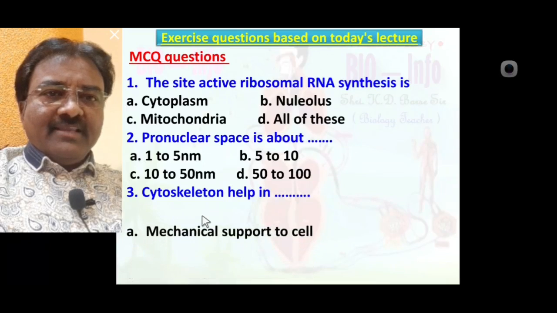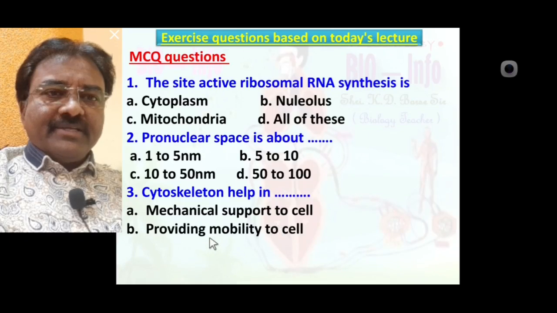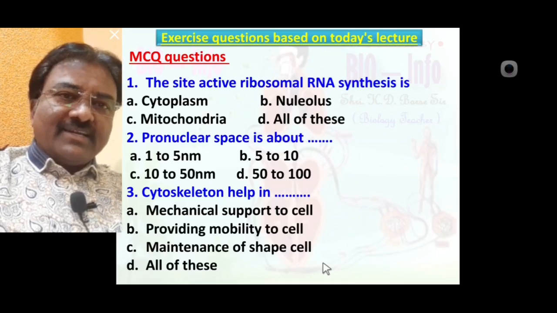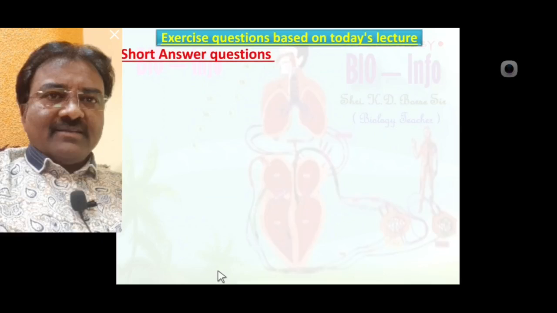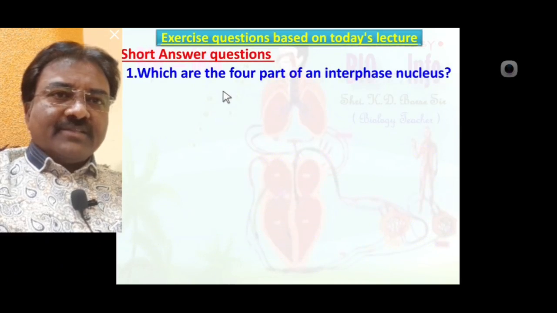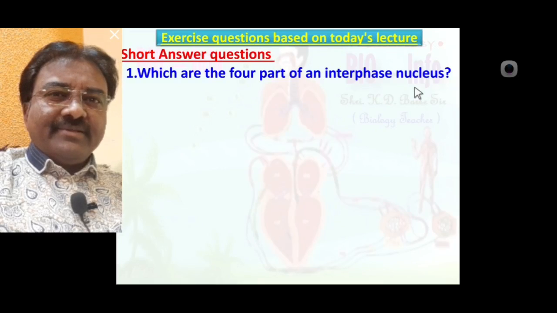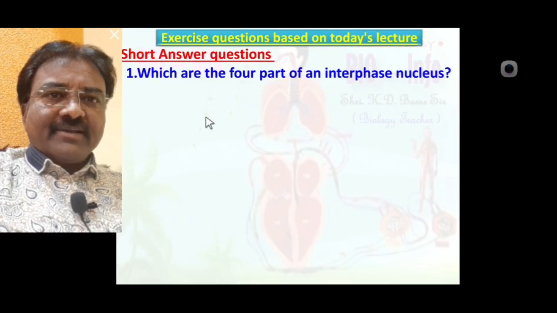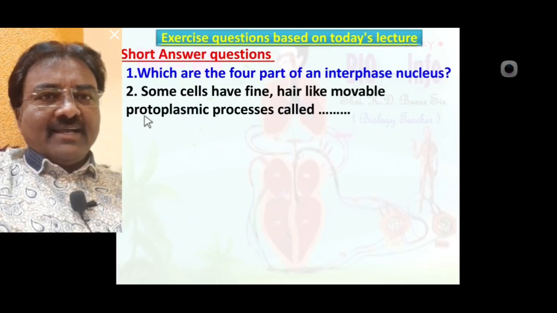Cytoskeleton helps in mechanical support to the cell, providing mobility to the cell, maintenance of the shape of the cell, all of this. Yes, the correct answer is all of this. Short answer question number 1. Which are the 4 parts of the interphase nucleus? Yes, nuclear envelope, nucleoplasm, nucleolus and chromatin network. Some cells have fine hair-like movable protoplasmic processes called, yes, cilia and flagella.